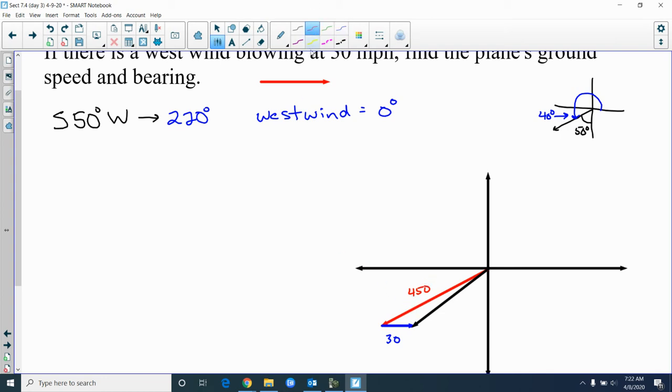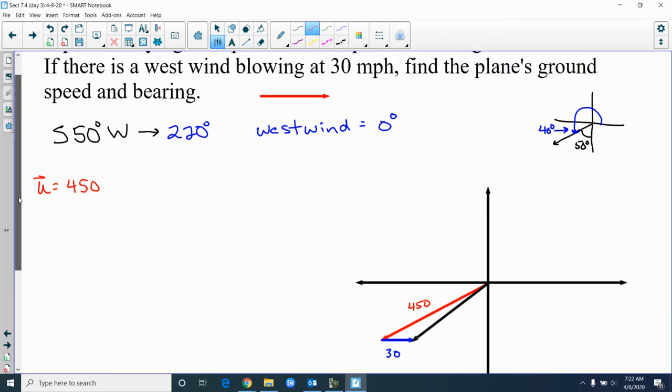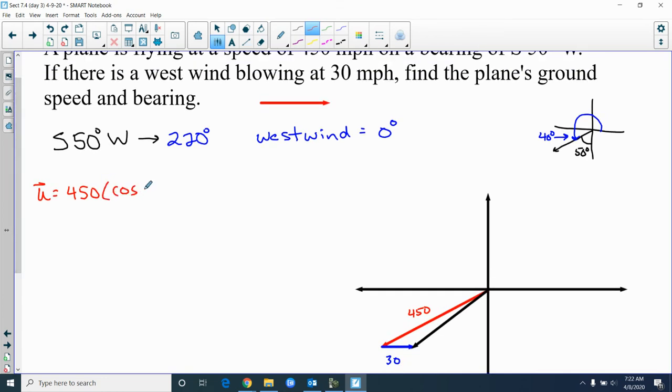All right, so for the first one, U converted to ij form. So 450 will serve as the magnitude: cosine 220 degrees i plus sine 220 degrees j. And then let's calculate that in a second. V is 30 at 0 degrees, and that is 30 cosine 0 degrees i plus sine of 0 degrees j.